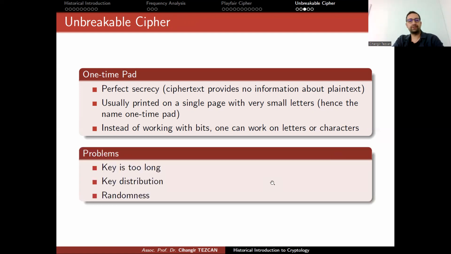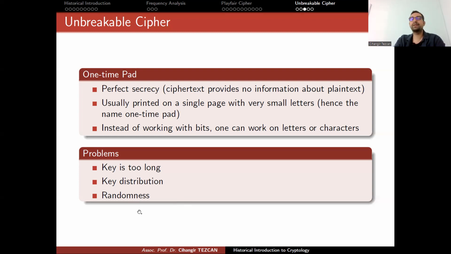The problems are as follows. Key is too long. If you want to send 1 megabyte of plain text, you should have 1 megabyte of one-time pad created beforehand. So think about your WhatsApp messaging speed. You have to give that many one-time pads beforehand. So it is not that practical. And also key distribution is not practical. You have to give all of those one-time pads to that person.